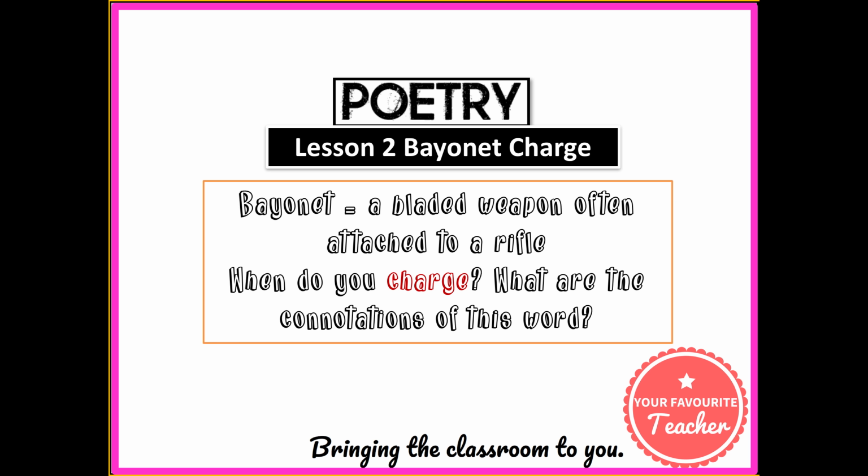Okay, we're going to be looking at the poem Bayonet Charge. Just so you're aware, a bayonet is a type of bladed weapon. It's normally attached to a rifle, and it's something that soldiers would have used in the war. I also want you to think of the idea of a charge. There's another poem in the cluster, Charge of the Light Brigade, but you think of a charge as a sort of attack. So I want you to really think about the connotations of that word and how relevant they are in the context of this poem.